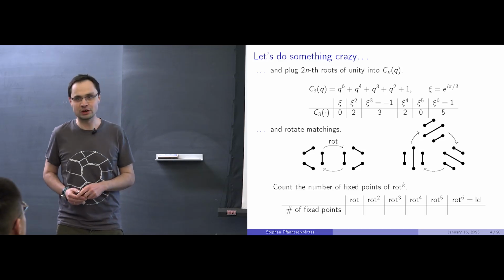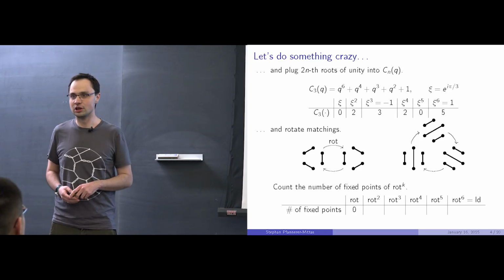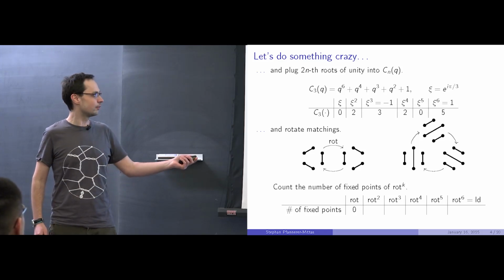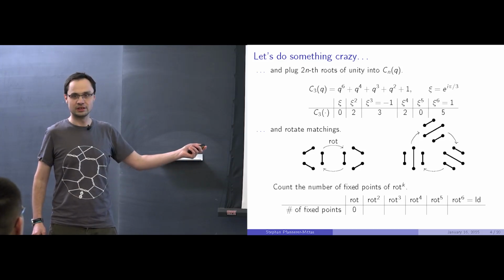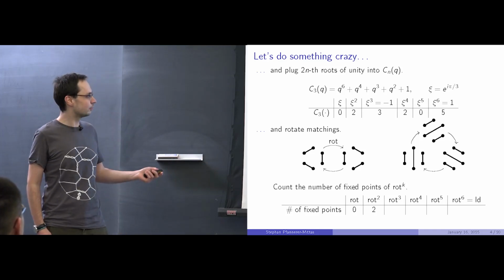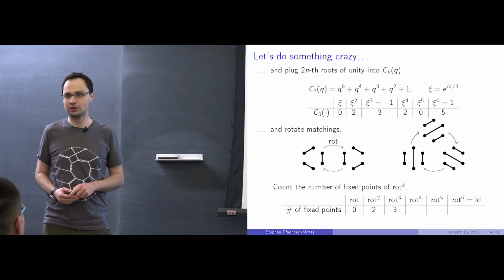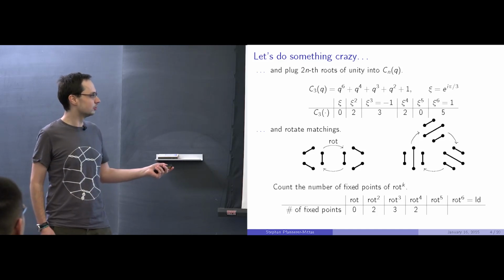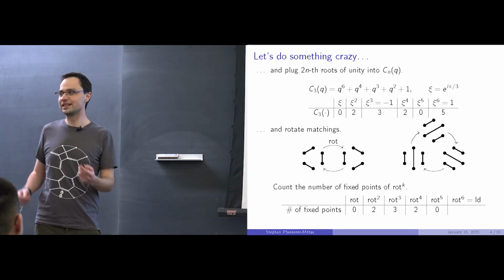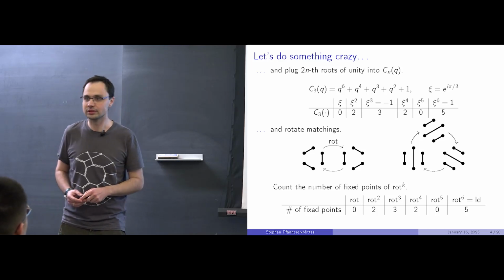So when I rotate once, there are no fixed points at all. 0. When I rotate twice, everything in this rotation orbit is a fixed point, so I get 2. Rotating 3 times, all of these give me fixed points, so we get 3. Rotating 4 times, we get 2 again. Rotating 5 times, no fixed points. Rotating 6 times is the same as not rotating at all. All of them are fixed points.